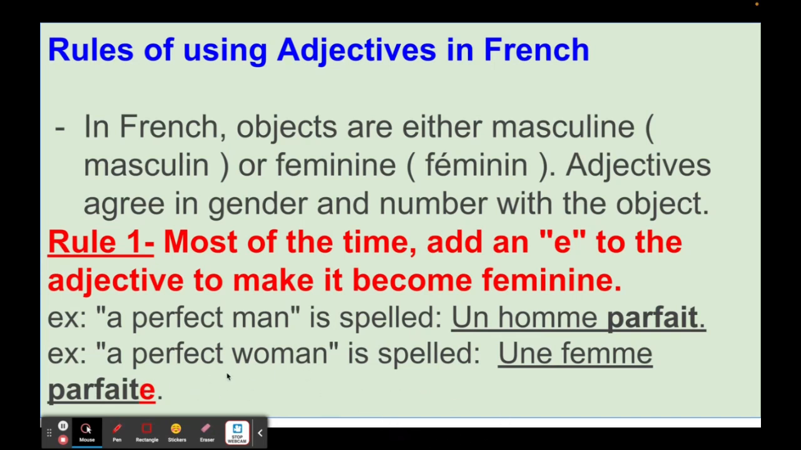As you see, we added an e for female. When it comes to the pronunciation for male, we don't pronounce that t, we say parfait. For female, because it ends with an e, we have to pronounce the t and we say parfaite. Parfait, parfaite. It means perfect. And that's rule one: most adjectives, we add an e.